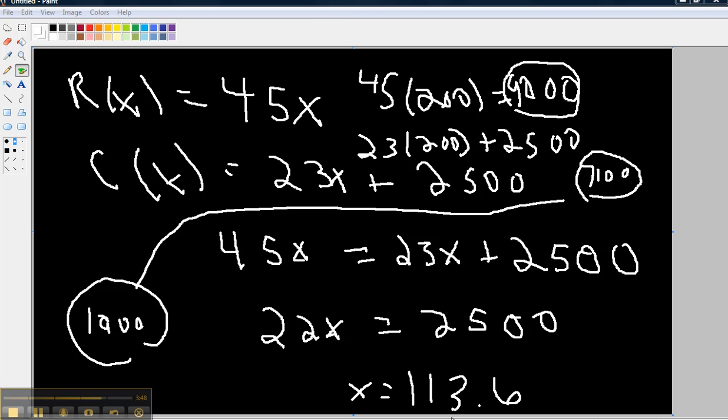And again, my break-even point is 113.6. If you have any other questions about this type of problem, let me know. Hopefully this is a good review.